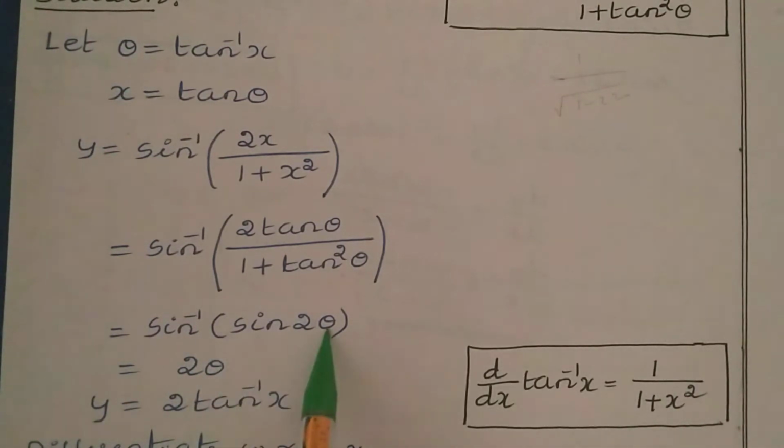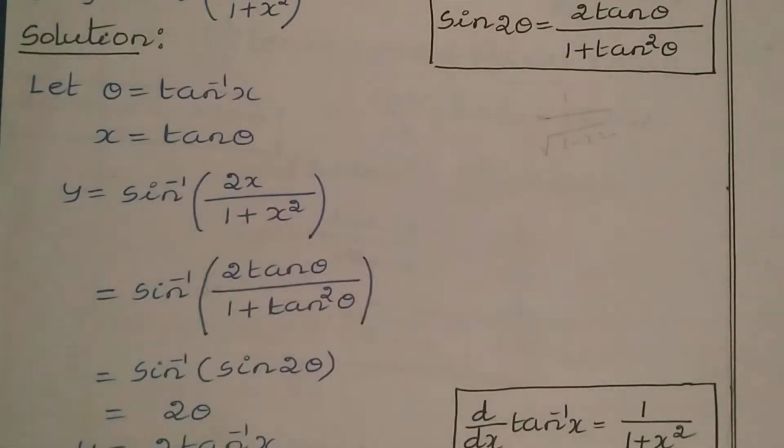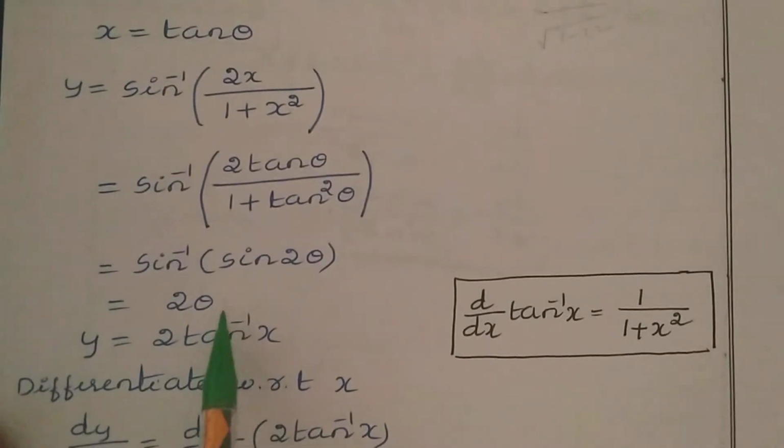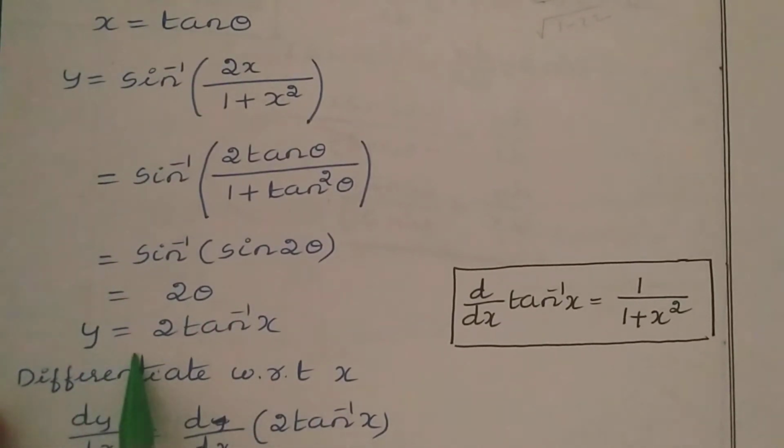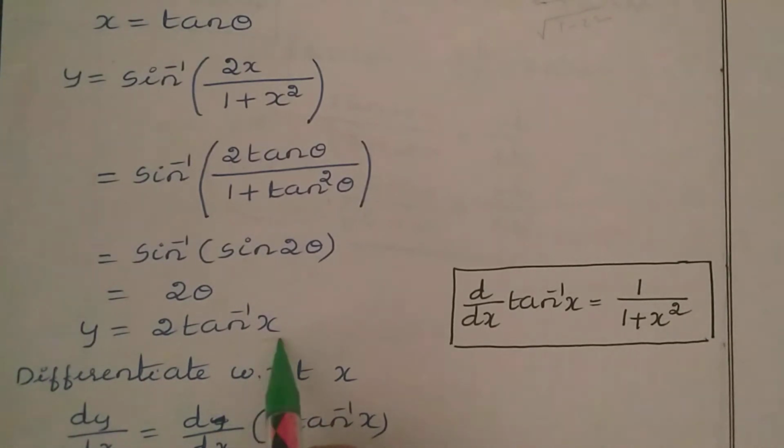So here we get 2 theta, and theta we have taken as tan inverse x. So just substitute that in the place of theta. So y is equal to 2 tan inverse x. Now you can differentiate this given problem with respect to x, because related to tan inverse we have here just the variable x. The argument is very simple here, that is x. So you can differentiate this.